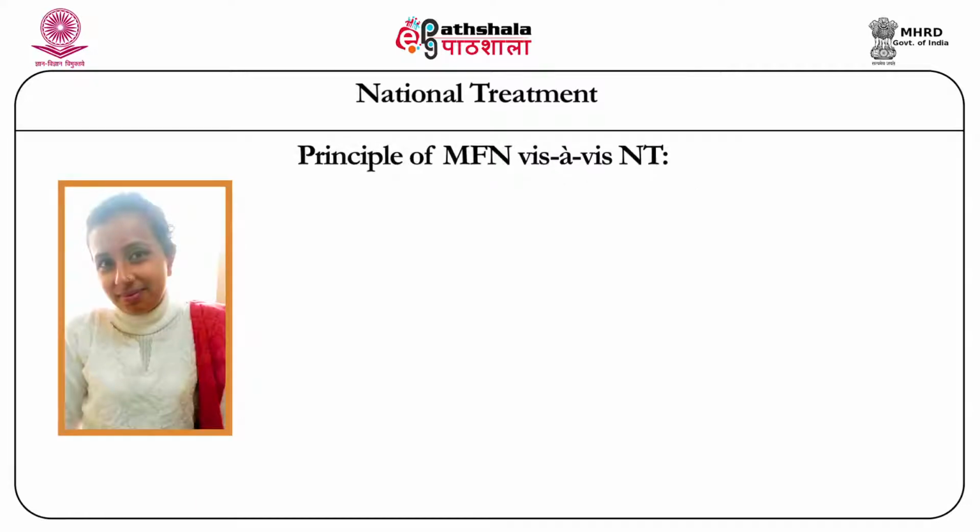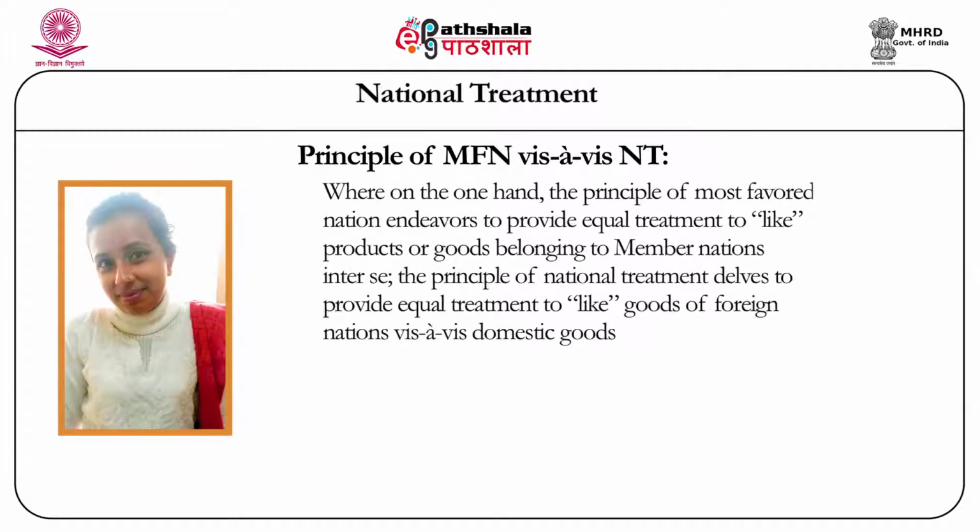What is the difference between national treatment and the most favoured nation treatment of the GATT? On the one hand, the principle of most favoured nation endeavours to provide equal treatment to like products or goods belonging to member nations inter se, while the principle of national treatment endeavours to provide equal treatment to like goods of foreign nations vis-a-vis domestic goods.